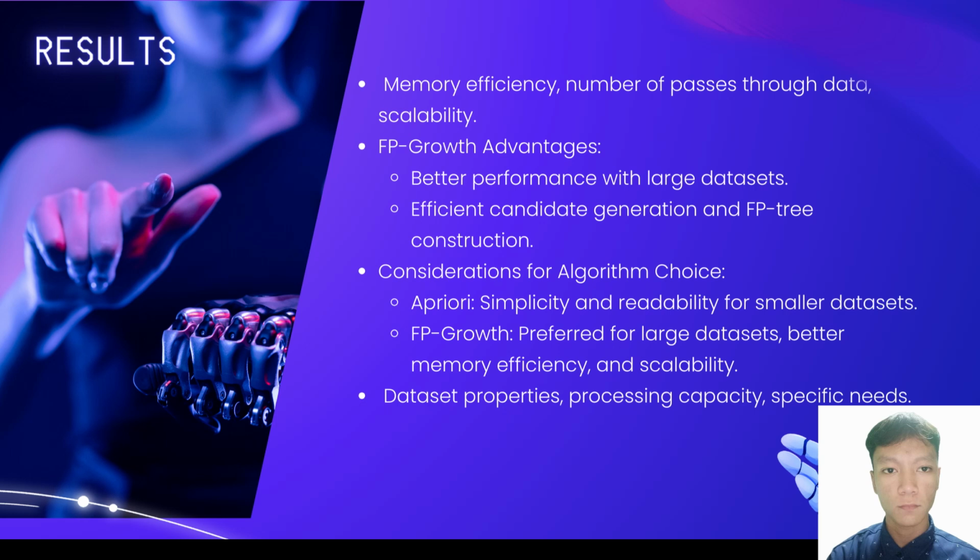In terms of memory efficiency, number of passes through the data, and scalability, FP growth typically surpasses Apriori. FP growth's ability to generate implicit candidates and construct an FP-tree contributes to its efficiency. However, the choice between Apriori and FP growth depends on factors such as dataset properties and available computational resources. Apriori's simplicity and interpretability make it suitable for certain scenarios, particularly with smaller datasets.